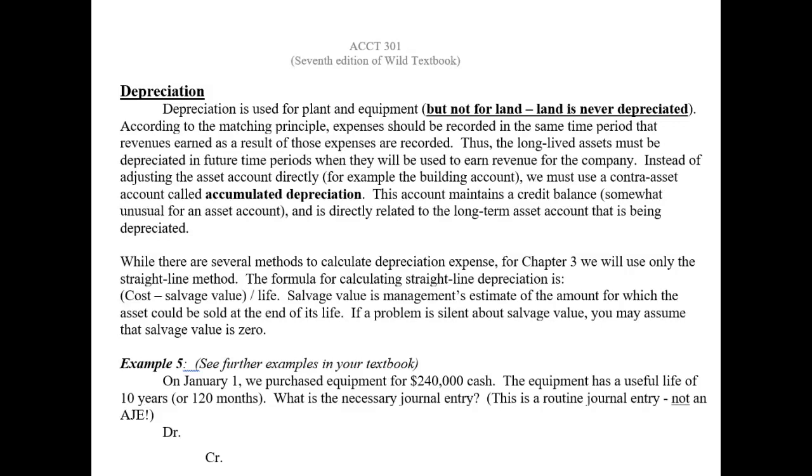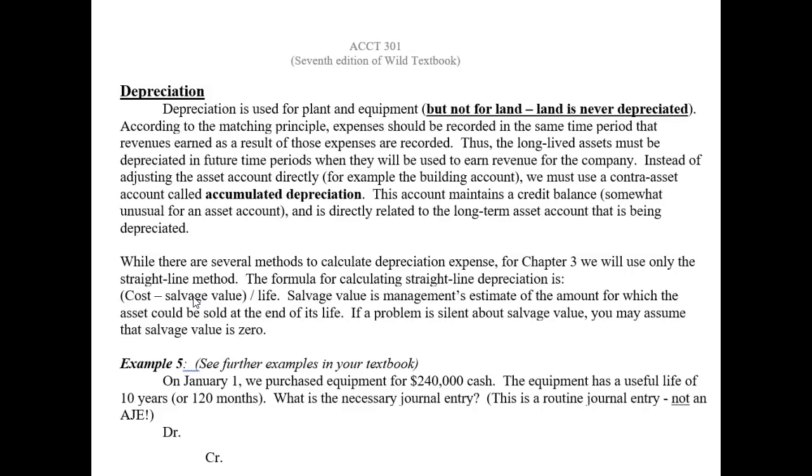While there are several methods to calculate depreciation expense, for Chapter 3 we will use only the straight-line method. The formula for calculating straight-line depreciation is cost minus salvage value divided by life. Salvage value is management's estimate of the amount for which the asset could be sold at the end of its life, sometime in the future. If a problem is silent about salvage value, you may assume that salvage value is zero.